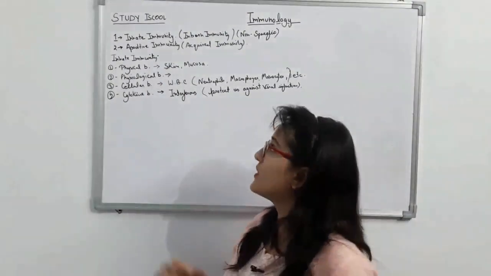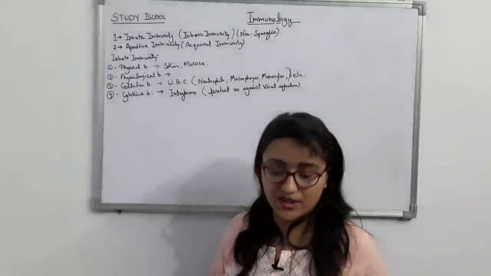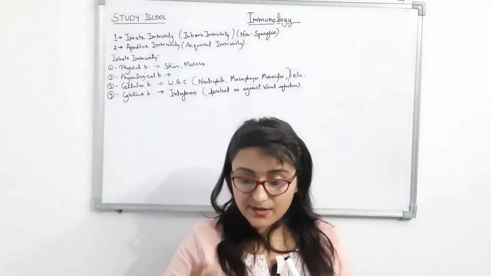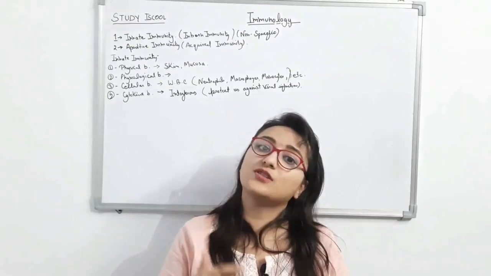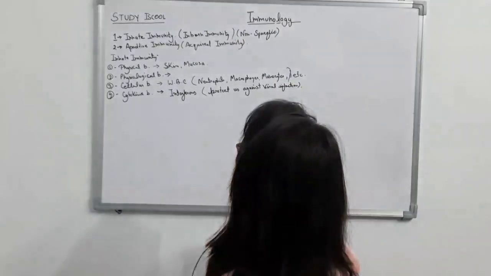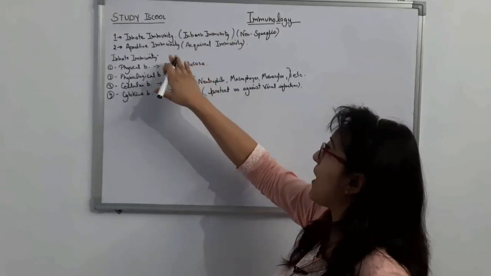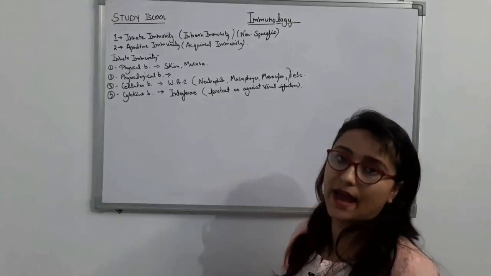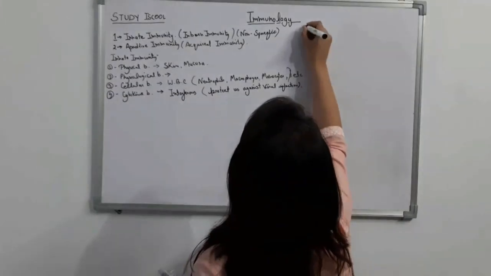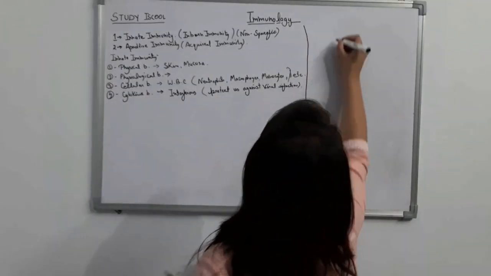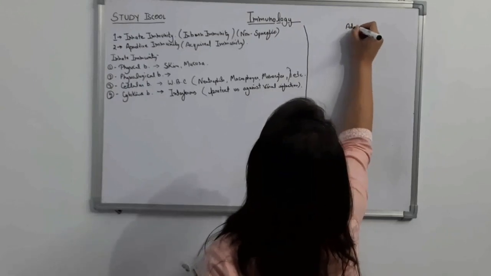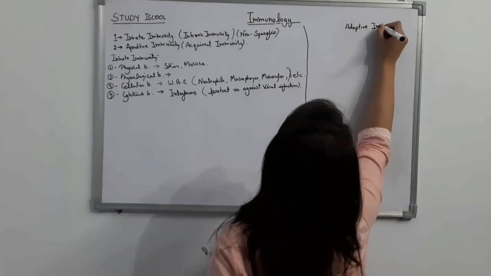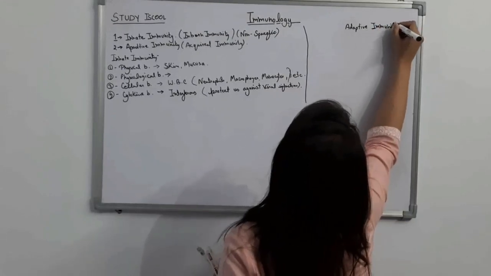Now we further move on to an overview of acquired immunity. Acquired immunity is the second line of defense. It is specific. It is pathogen specific. And humans acquire this immunity after birth. So that is why it is also called adaptive immunity.